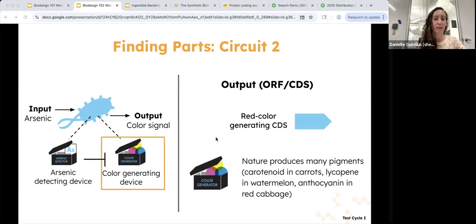Once you select a color, you can search databases that I'll share with you in a few slides for coding sequences of naturally occurring pigments. You can always change this protein out as your idea develops. This is an easy one to swap out if you're doing color. So let's say we chose red. There are tons of natural pigments that produce red: cabbage, watermelon, carrots. So there are plenty out there.